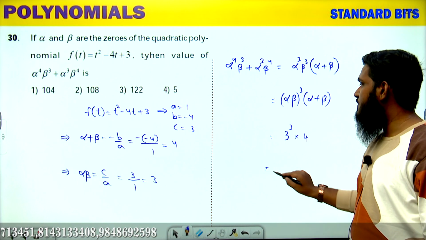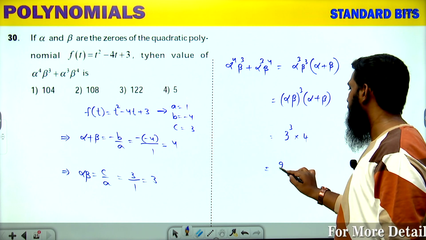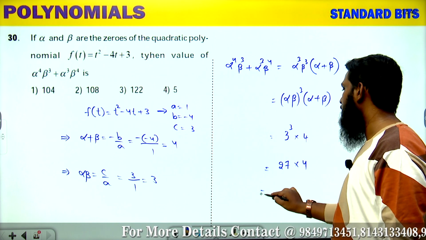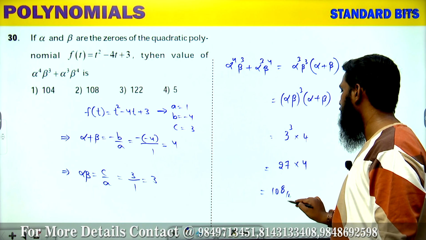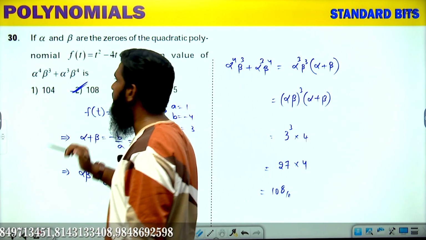So it is equal to 3 3s are 9, 9 3s are 27. 27 into 4. So how much is it now? 108, we are getting 108 here. Let us go with the second option. The second option is correct.